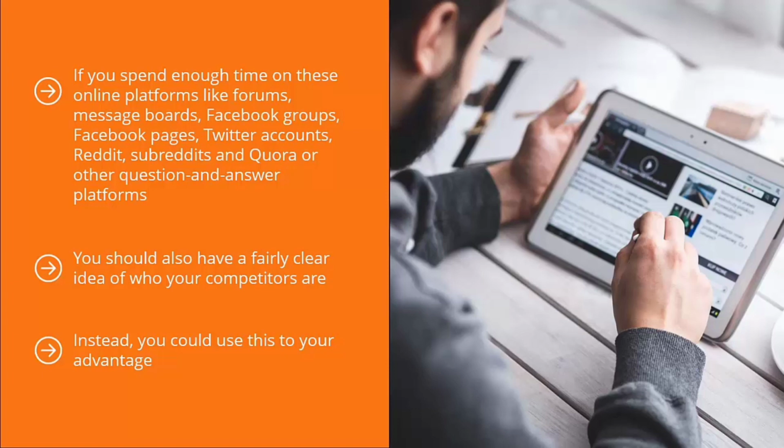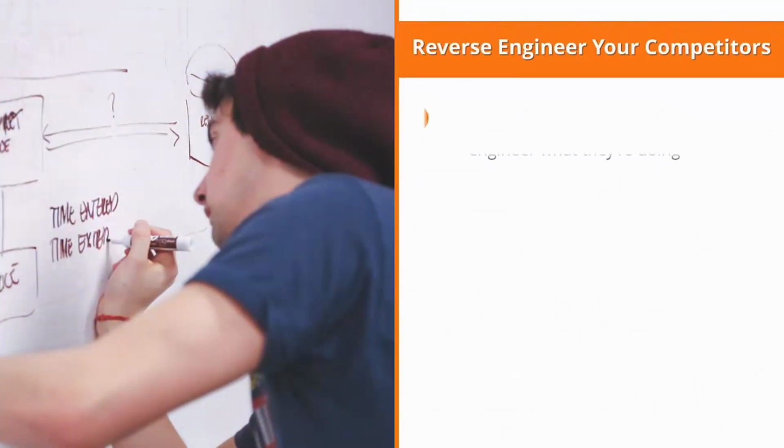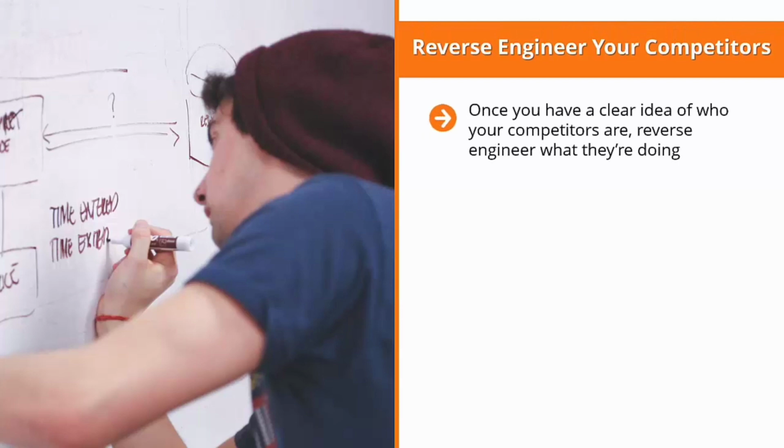Find the competitors competing for your target audience. Create a long list of them. Look for both direct and indirect competitors. Reverse engineer your competitors. Once you have a clear idea of who your competitors are, reverse engineer what they're doing.